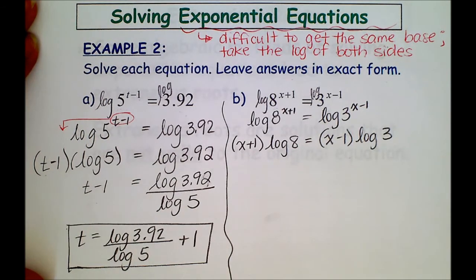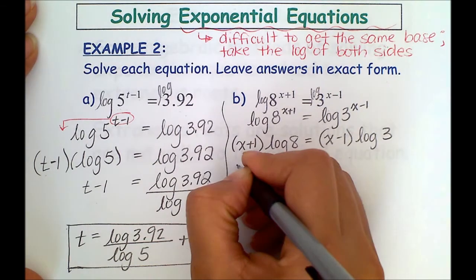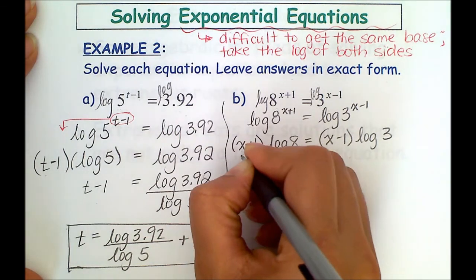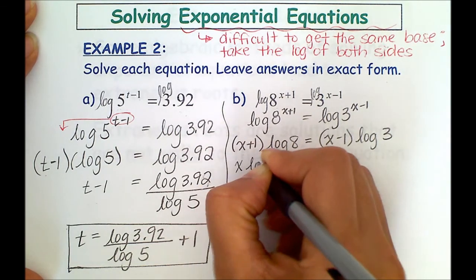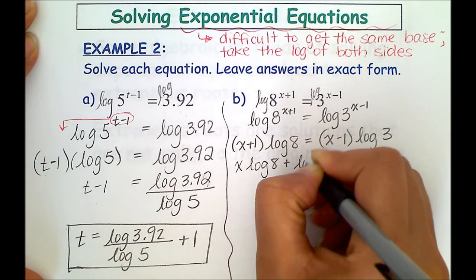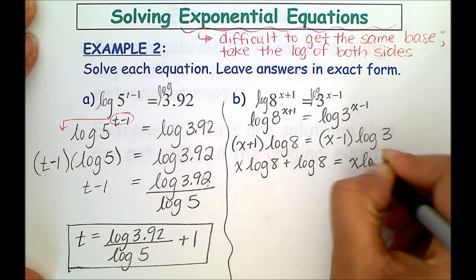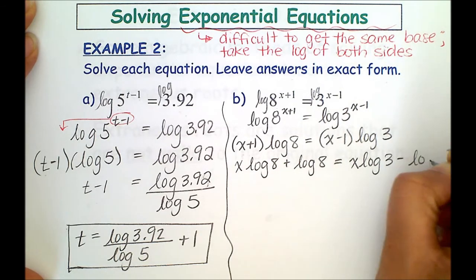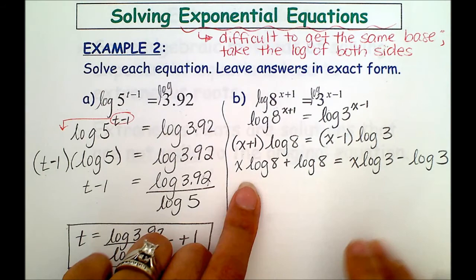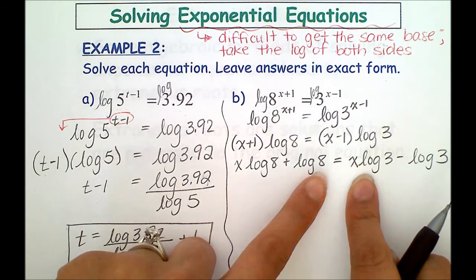So what I'm going to do is use the distributive property and expand out the log 8 with the x and the 1 here. So I get x times the log of 8 plus 1 times log of 8 equals, same thing on the right-hand side, x times log of 3 minus 1 times log of 3. And now what I'm going to try to do is get all the x terms on one side and all the number terms on the other side.